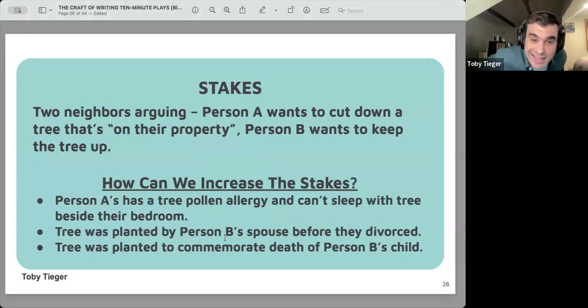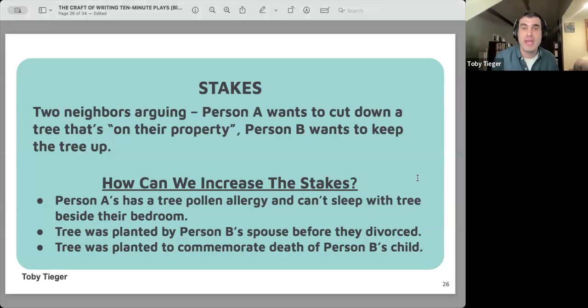Okay. Person A has a tree pollen allergy. They can't sleep with a tree that's beside their bedroom. Or person B, their spouse planted the tree right before they got divorced. Or even more so, the tree was planted to commemorate the death of person B's child. So now you have a story where person B wants to save the tree because of their dead child, and person A wants to take the tree down because they literally can't sleep at night because the tree is keeping them awake. It's still just a tree, but it's also a memorial to a dead kid.